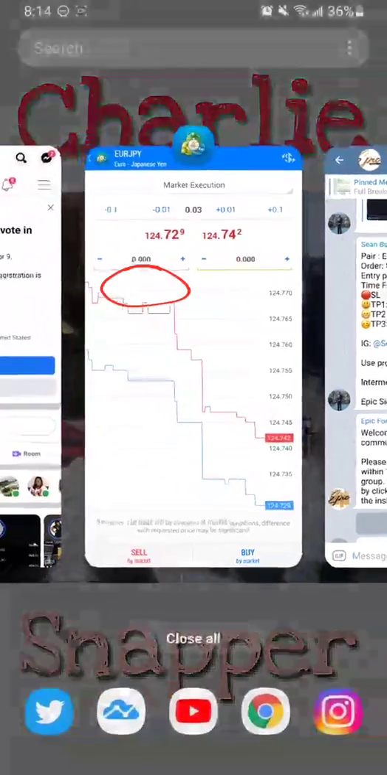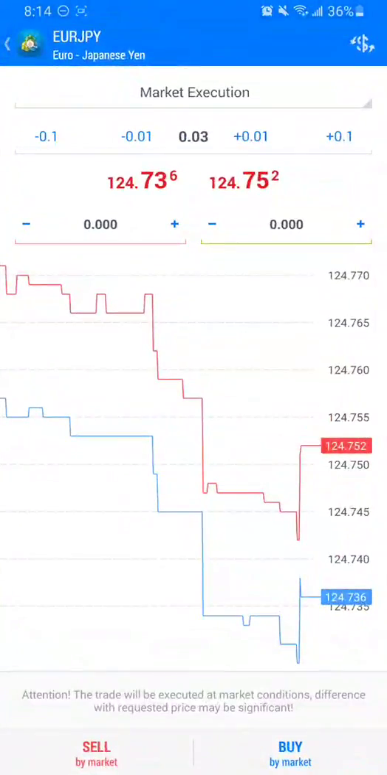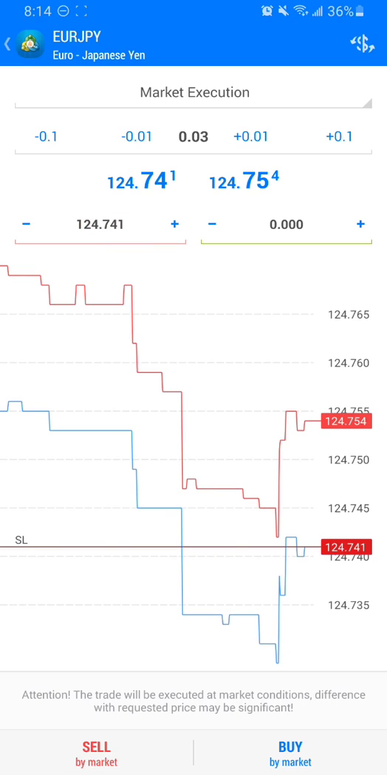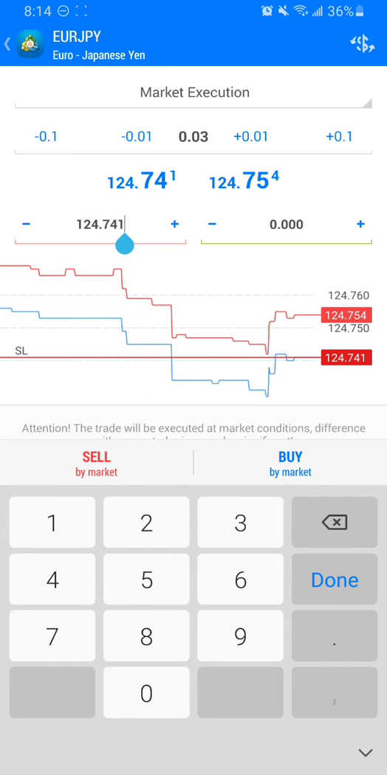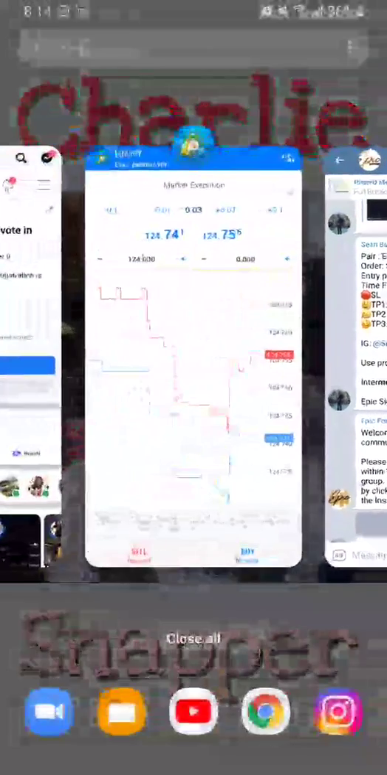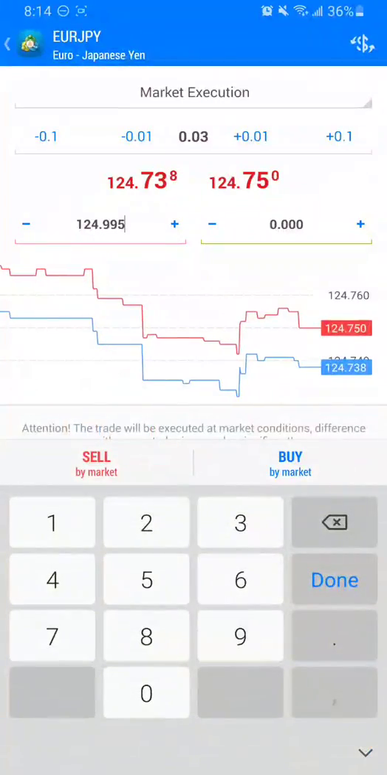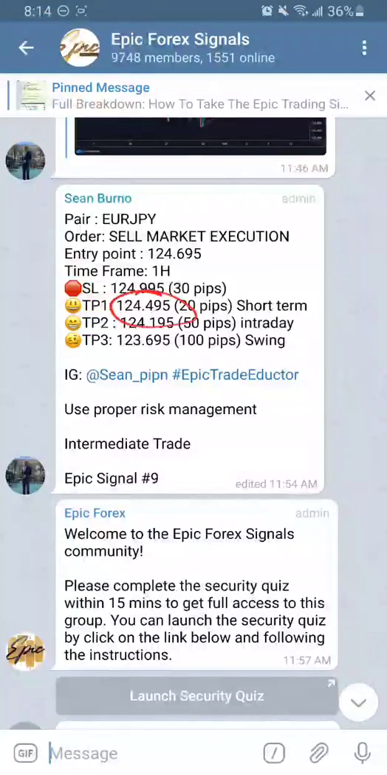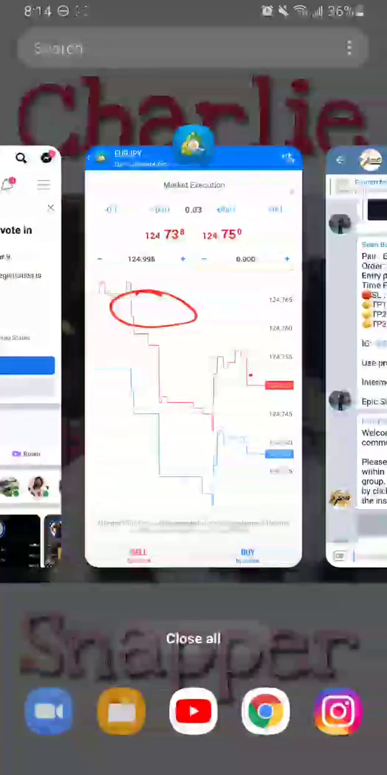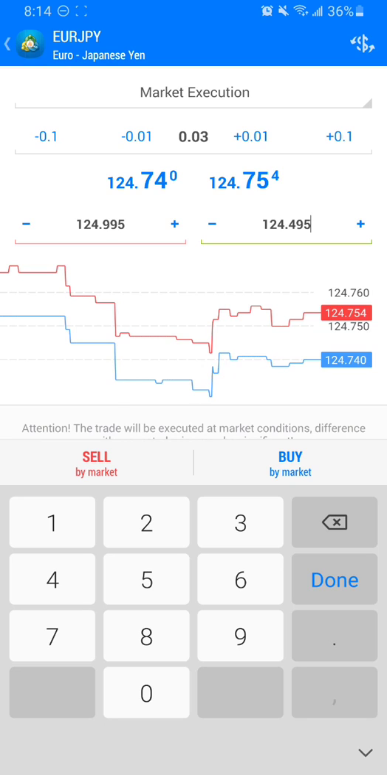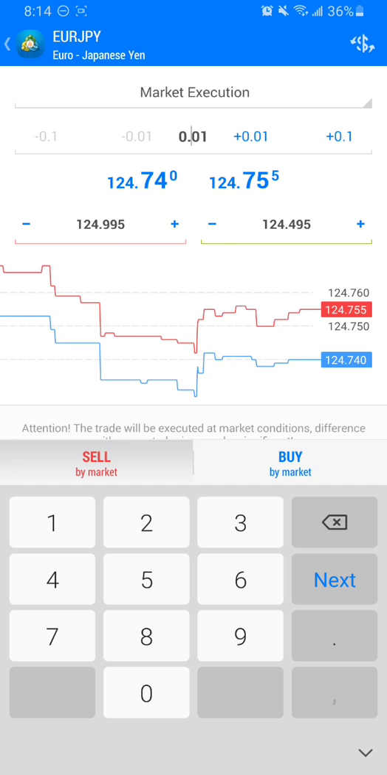So, 124.995. If you press the plus sign, then this whole number comes up, and you just have to tap the field, backspace, and put 124.995 here. Then go back, get your take profit one price, 124.495. Go here, put 124.495, and then we're going to click sell by market. Boom.